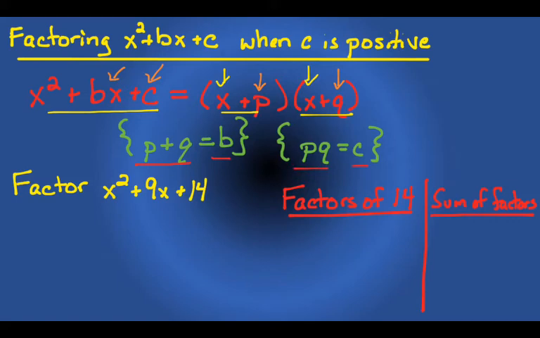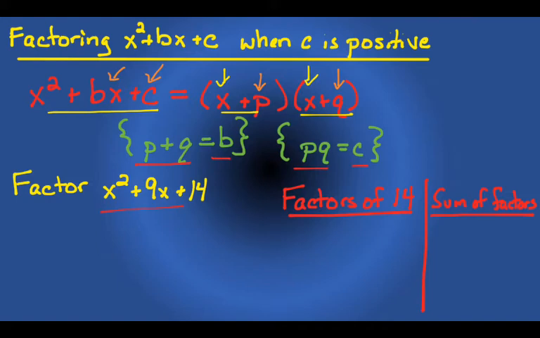So really what you're shooting for is two numbers that will multiply together to give you the constant term in a trinomial, and that will add together to give you that single degree monomial in the middle of the trinomial.